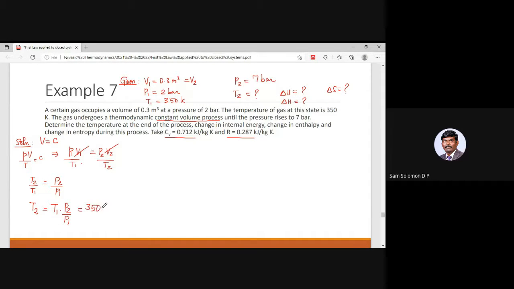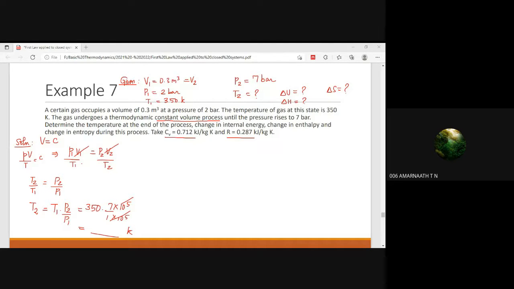So T1 is 350. P2 is 7 divided by 1. In both cases it is bar, but to avoid any confusion, you can write 10 to the power 5 in both the cases. So 7 into 350, so that would be your final temperature T2. So let's calculate.